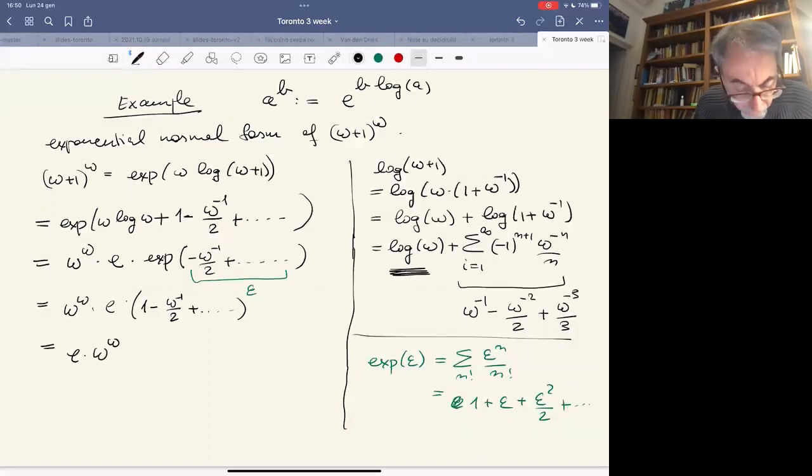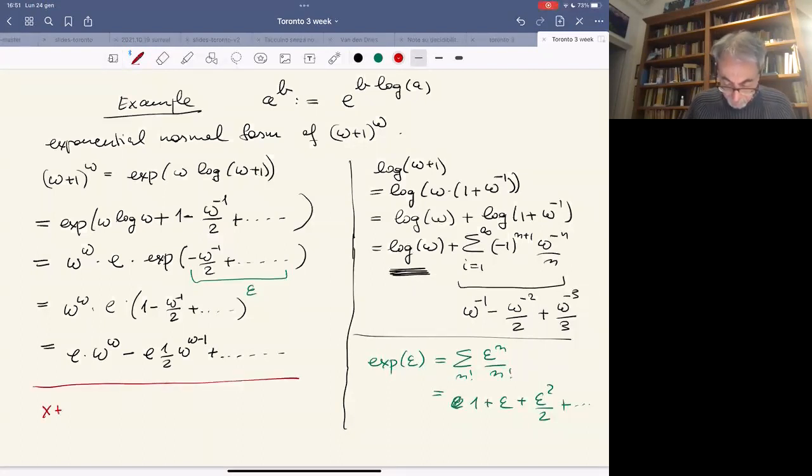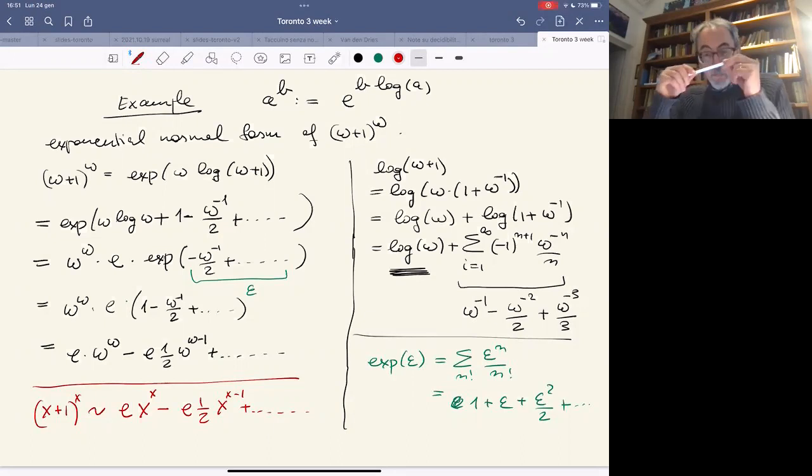e omega to the omega minus e one over two omega to the omega minus one plus dot, dot, dot. This is the exponential normal form of that. I'm just using the usual rules for calculus. And this corresponds to the asymptotic expansion of, instead of omega, consider a real variable tending to infinity. Then you get that x plus one to the x has an asymptotic expansion which is given exactly by essentially this surreal expansion, e x to the x minus e over two x to the x minus one plus dot, dot, dot. So in some sense, these exponential normal forms should be thought of as asymptotic expansions.